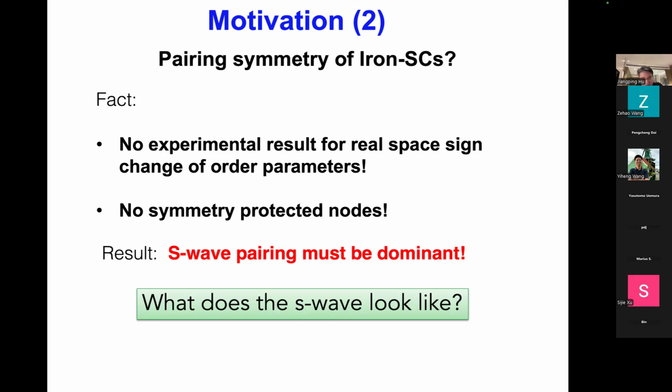But there are also a lot of questions. What kind of S-wave is it in the iron-based superconductor? There are a lot of theoretical proposals in these directions. So how to distinguish these different S-wave pairing symmetries is a big issue in iron-based superconductors.